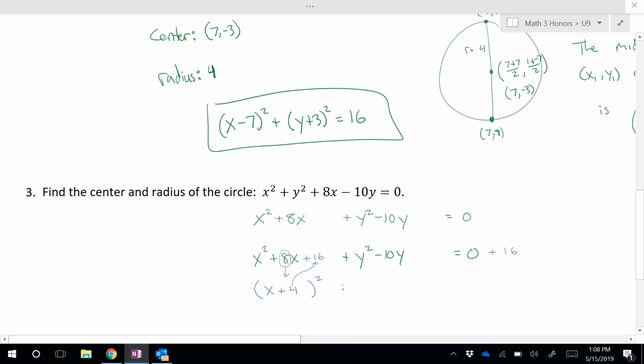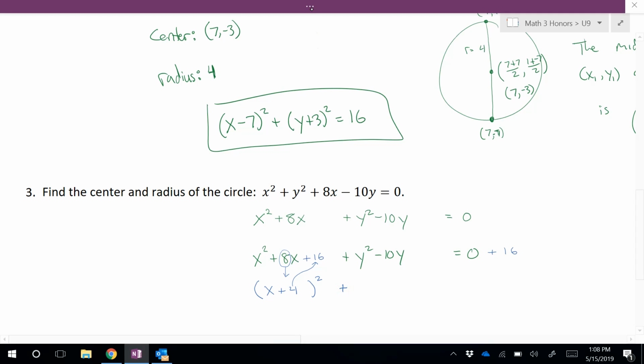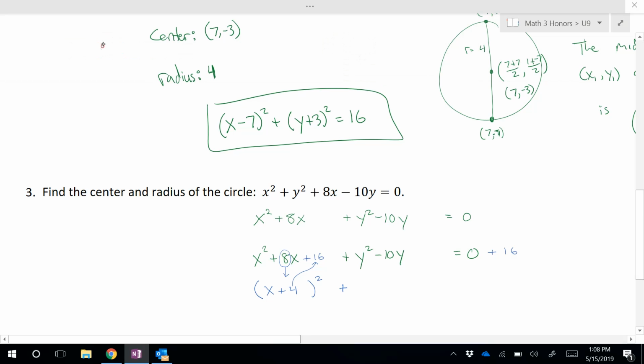Okay. Plus, now we're going to do the same thing with the y's. What's the y's going to factor to? Y minus 5 squared. And again, I know that because I'm taking half of the negative 10 to get the negative 5. And so what do I need to add? Positive 25. And so I'm going to add that over here as well to balance out my equation.